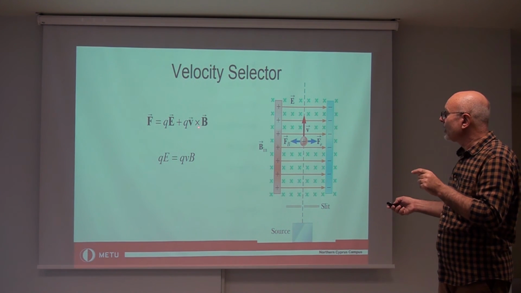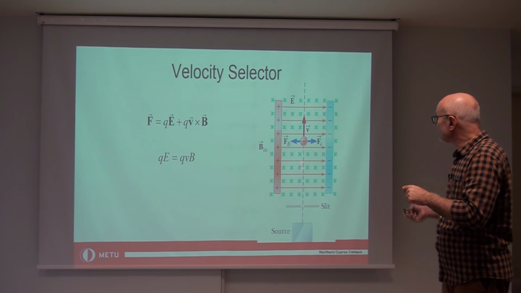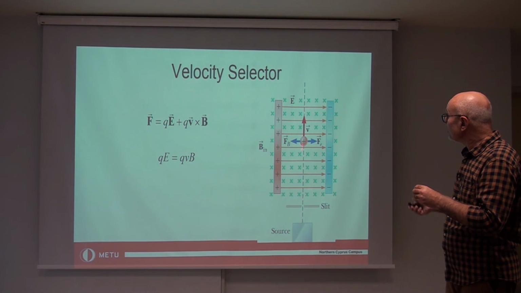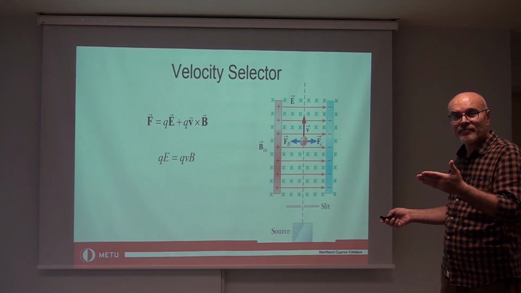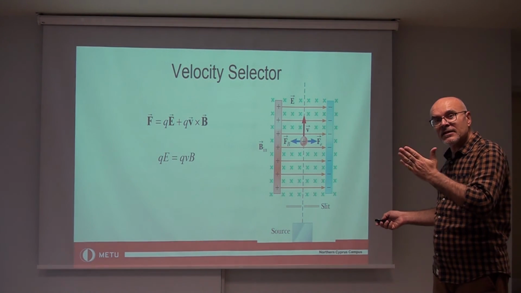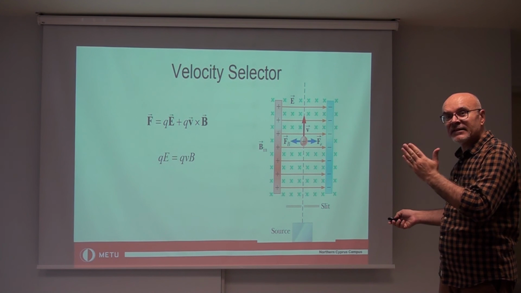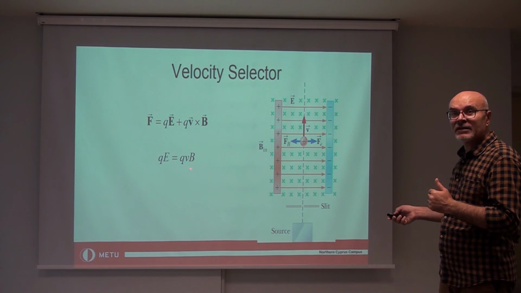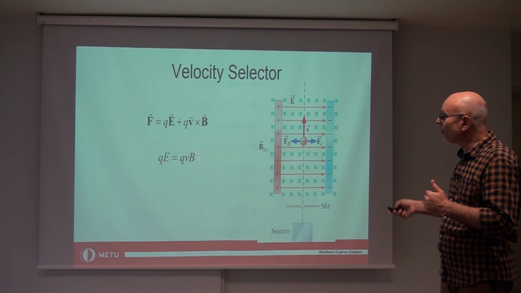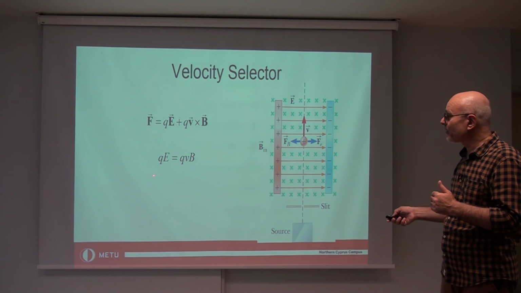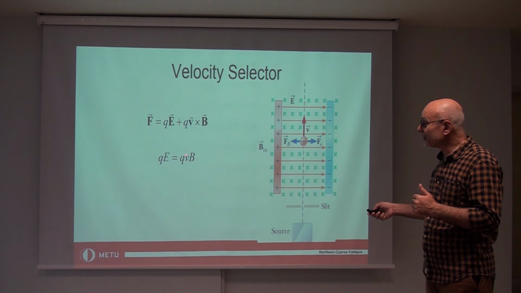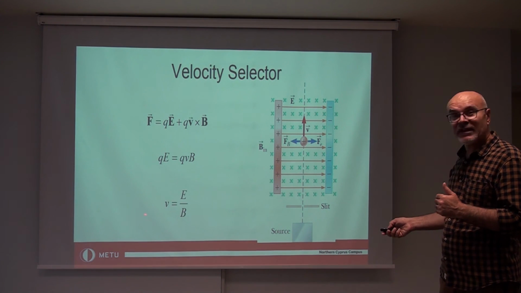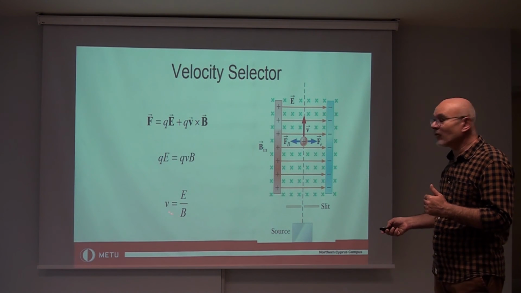There is no sine theta, since the angle between V and B is just pi over 2. Now, if we tune things so that some of the particles do not get deflected, then the magnetic force is equal and opposite to the electric force, and their magnitudes are therefore the same. So you equate them, QE equals QVB. This is a function of V. If you isolate V, you get V equal to E over B.